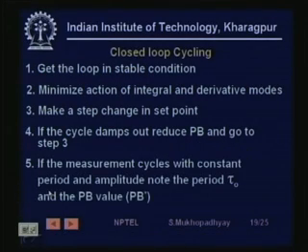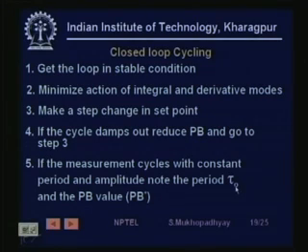If the measurement cycles with constant period and amplitude, note this period tau and the PB value, that is the gain which has made the plant oscillate. This is called the ultimate gain. So now you have got two values, one is this PB star, which is the ultimate gain, and another is the period tau naught.